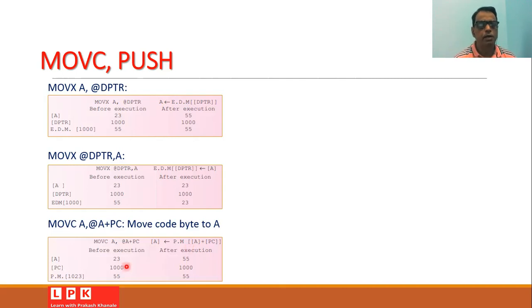Say, for example, if before execution the content of A is equal to 23 and PC contains the address 1000, we know that A plus PC will be 1023, of which the content is 55. After the execution of this instruction, one can easily observe that this 55 will be shifted to the accumulator, and the content of PC will remain unchanged.